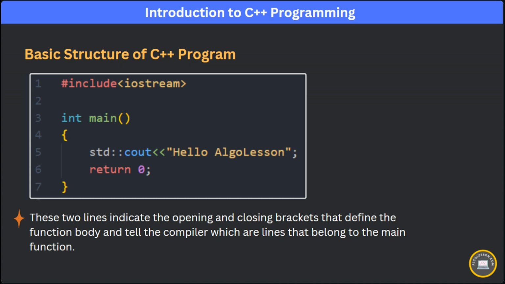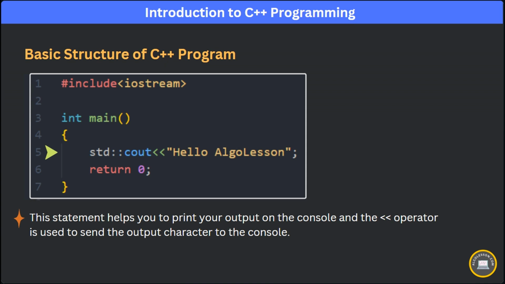The next line says std::cout << "hello algorithm", in double quotes. This statement helps you print your output on the console, and the two greater than operators are used to send the output characters to the console. Our characters are hello algorithm, so by using this line we send these characters to our output screen and print the message written in the double quotes. Only this much it is doing. It is just like writing a message using the C++ programming language.